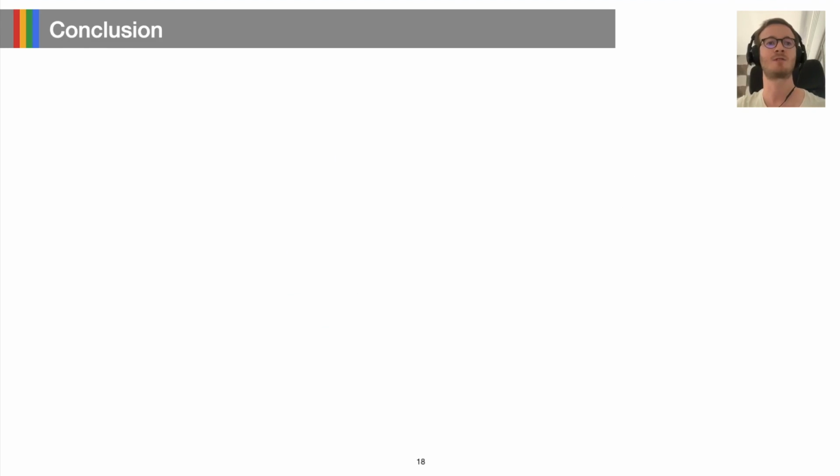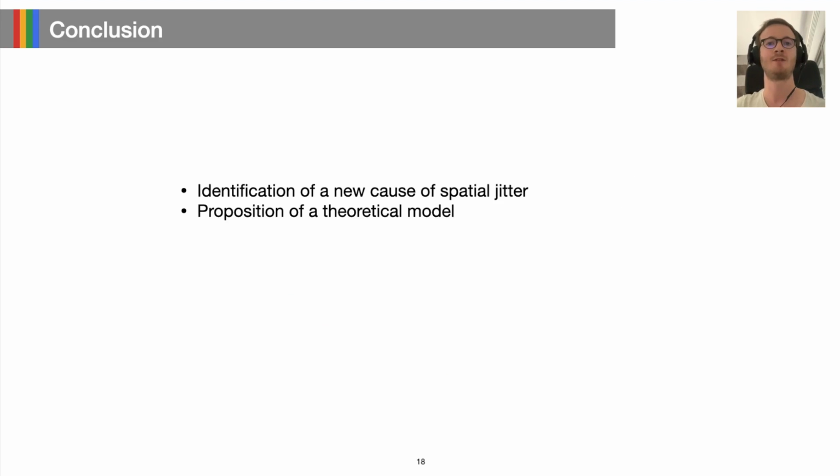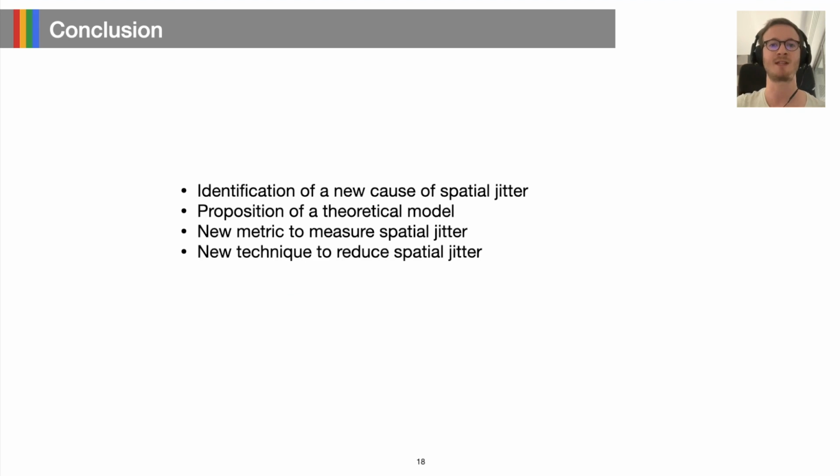jitter. To conclude, in this paper, we describe a cause of spatial jitter. We propose a theoretical model and a new metric to measure it, and we propose a new linear resampling technique to reduce this phenomenon. This technique is already used in Chrome for Android to address this issue of asynchronicity-induced jitter.